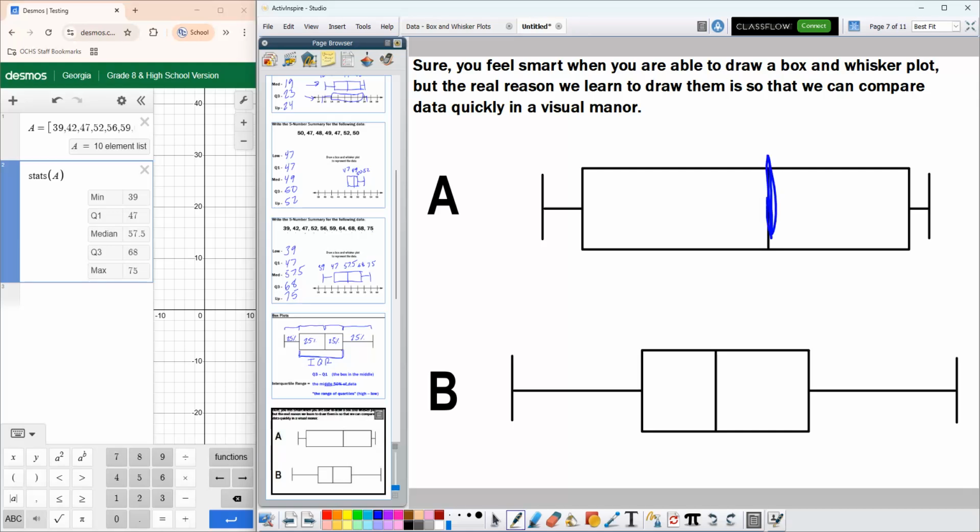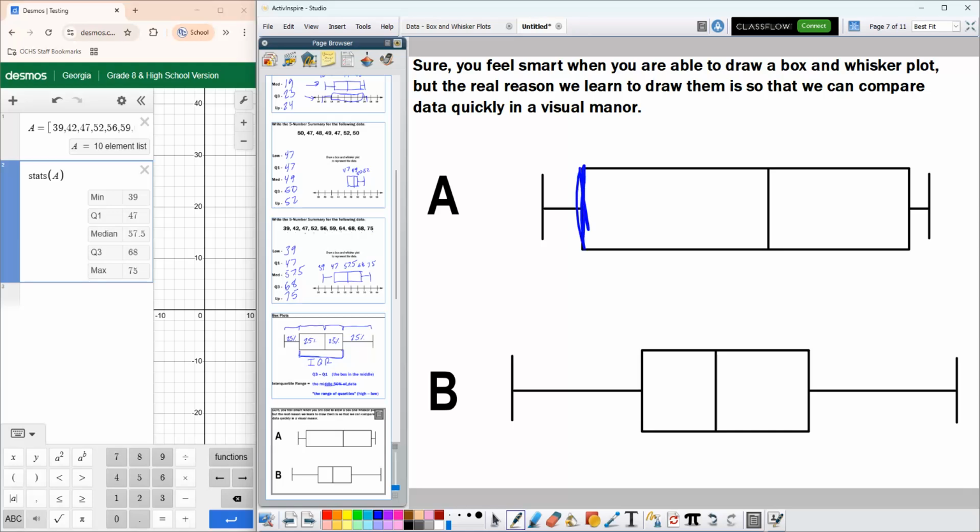A does. There's the median right there. Just imagine your number line down here, whatever each of these numbers is. A would have the higher median. Which of these box plots has a lower first quartile?